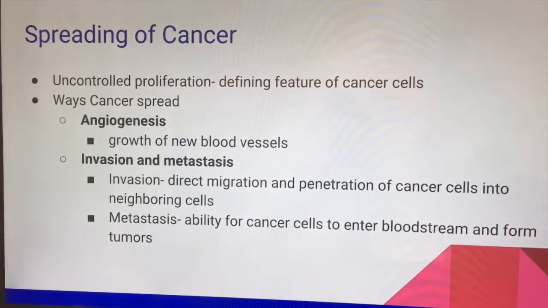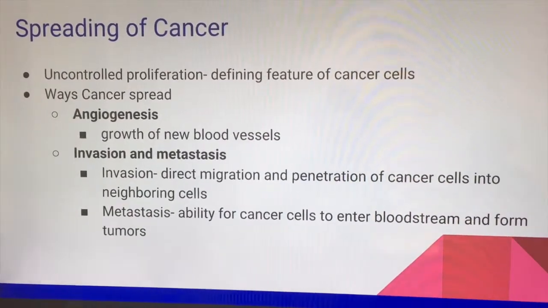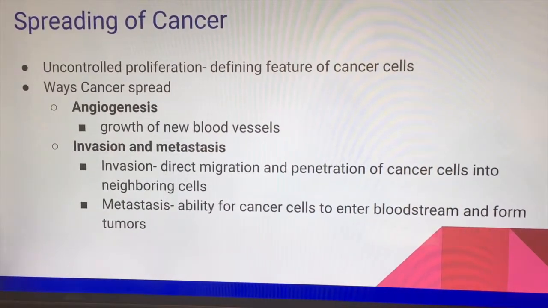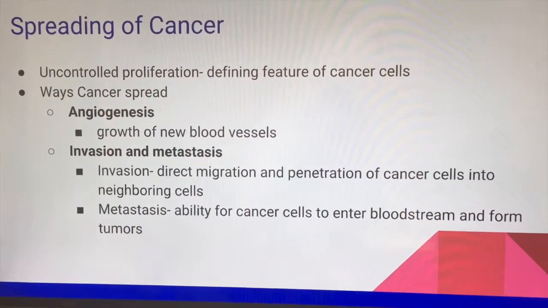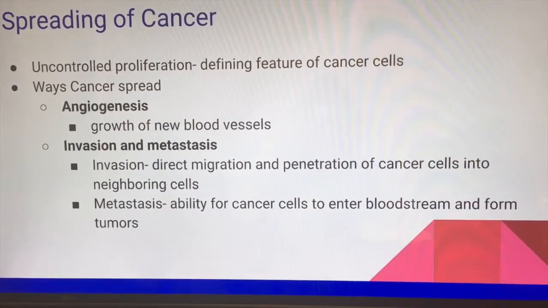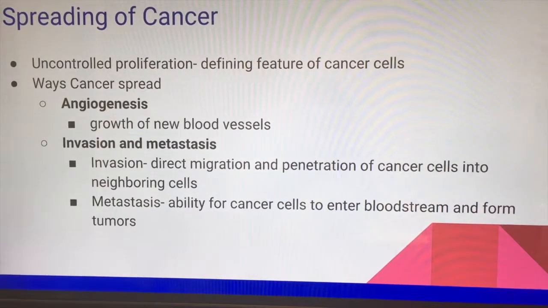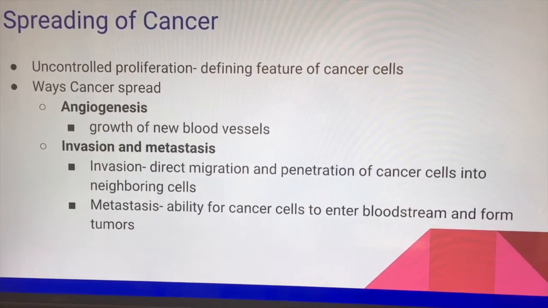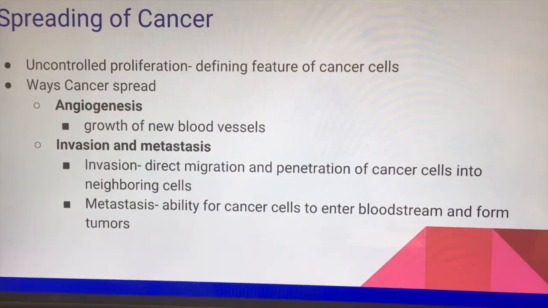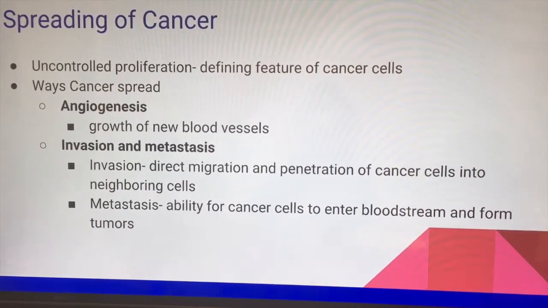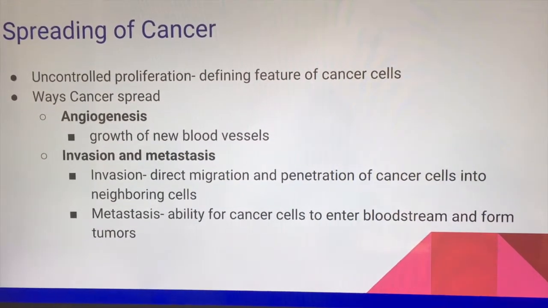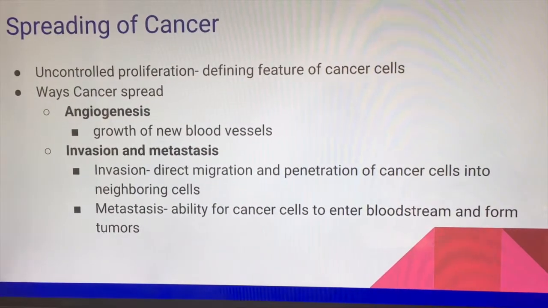Okay, spreading of cancer. Spreading of cancer can come through proliferation, but it can also spread through angiogenesis and invasion of metastasis. Angiogenesis is basically the growth of new blood vessels, and the concept originated from Judah Folkman, who said that tumors release signaling molecules that trigger angiogenesis in host cells, and it's required for tumor growth. Basically, this is the fundamental step for the transition from benign to malignant tumors.